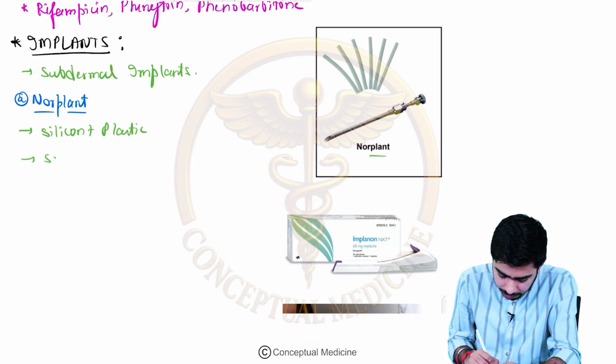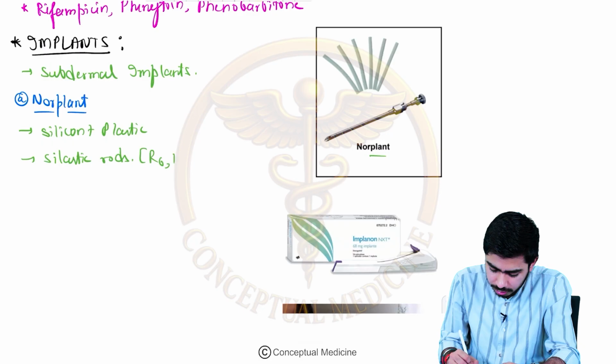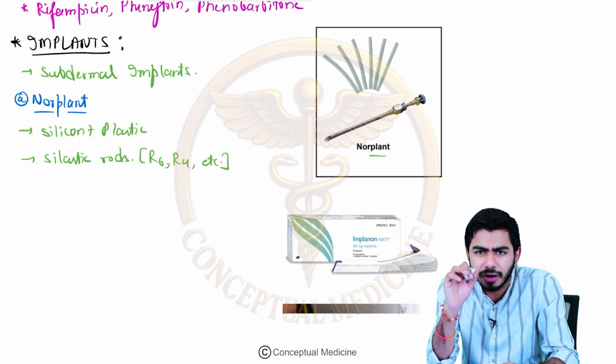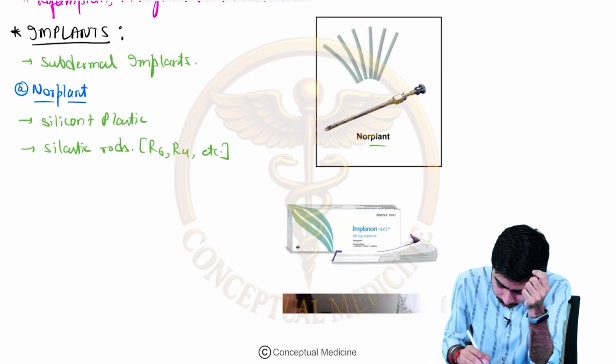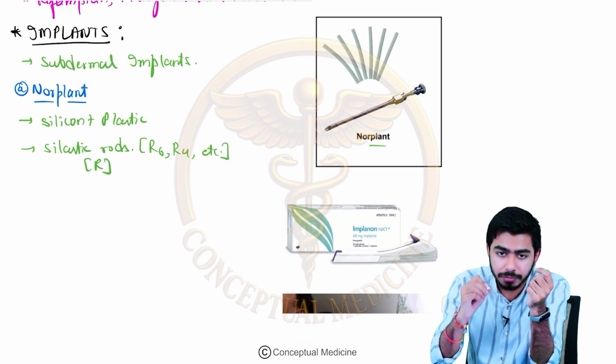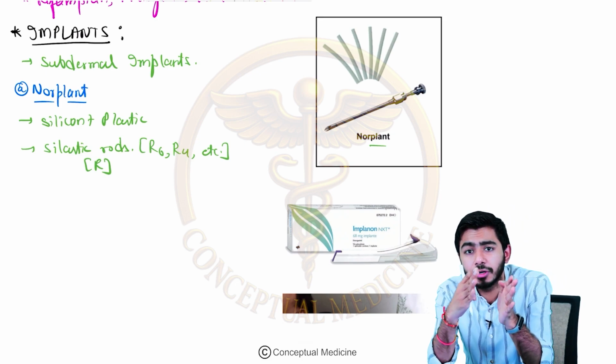Okay, and they are actually celastic rods over here, right? They come as R6, R4, R2, etc. Basically we are talking about R4, these are the silicate rods. Celastic rods means these are R, right? Once we are clear with that, now what is implanon and what is nexplanon?